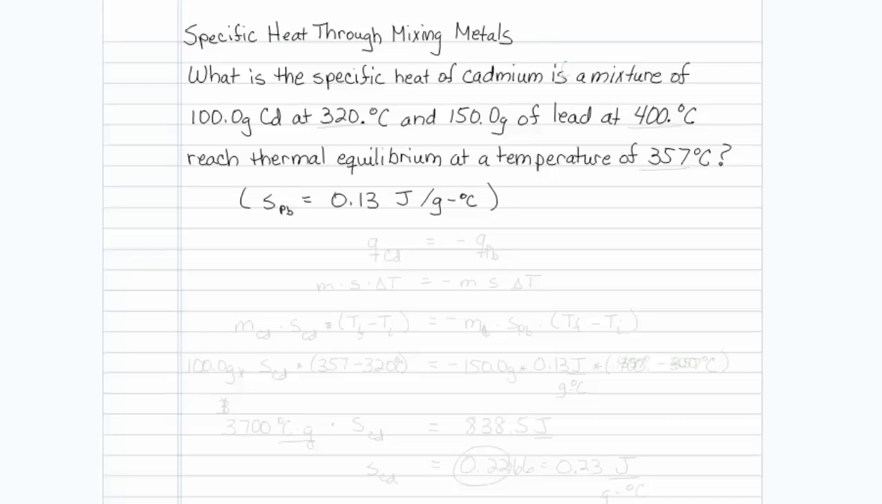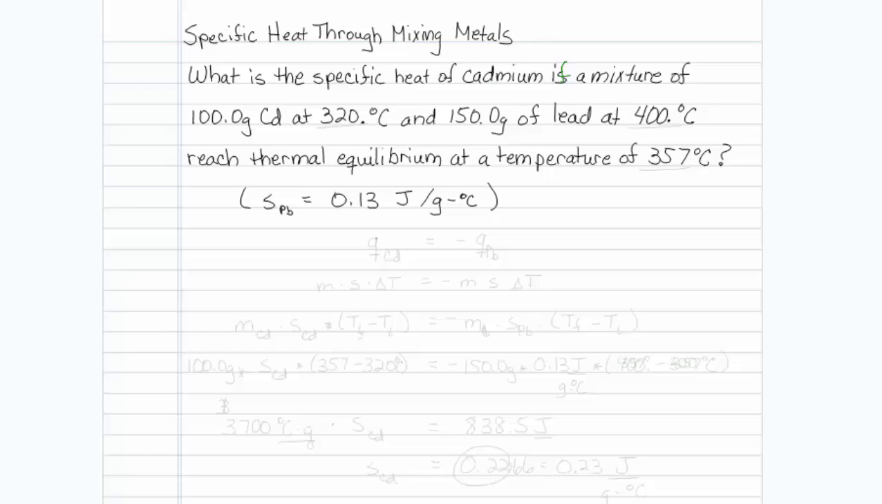This is how to determine the specific heat of one metal through mixing of two metal pairs. What is the specific heat of cadmium if a mixture of 100 grams of cadmium at 320 degrees Celsius and 150 grams of lead at 400 degrees Celsius reach thermal equilibrium at a temperature of 357 degrees Celsius?